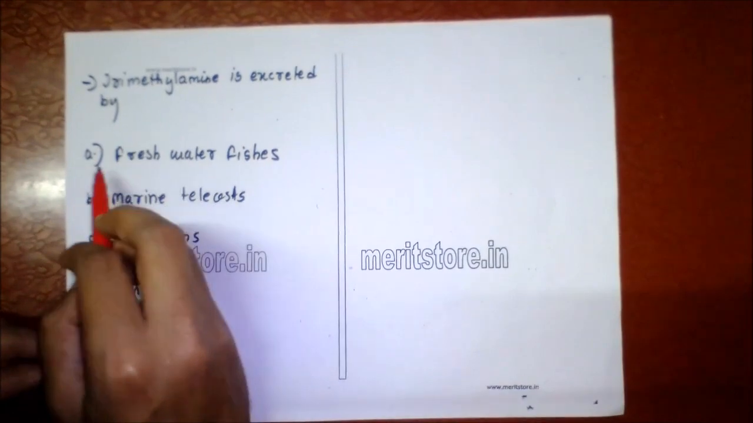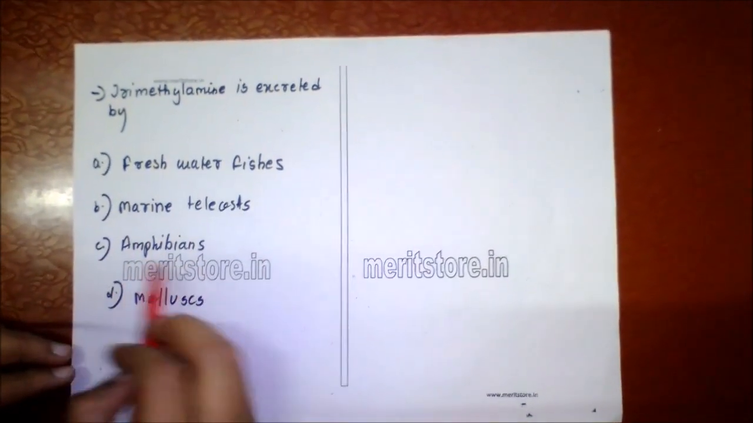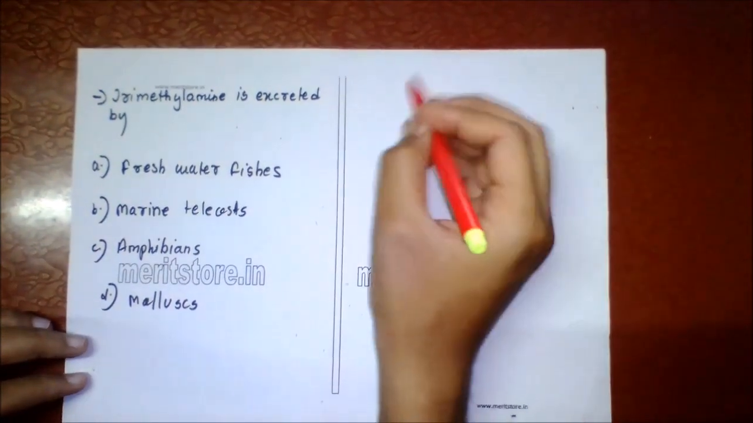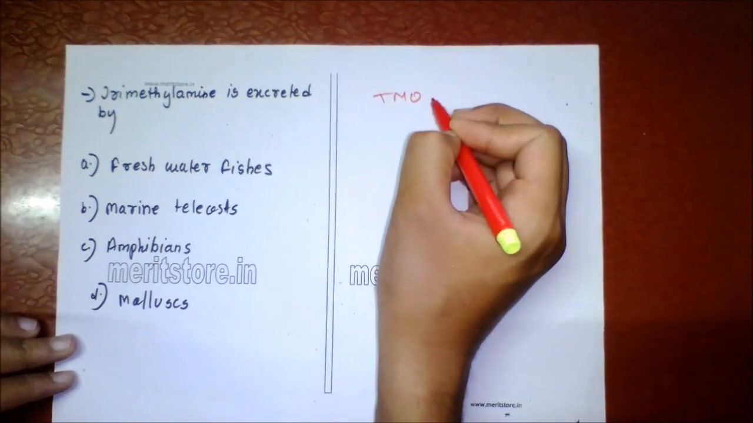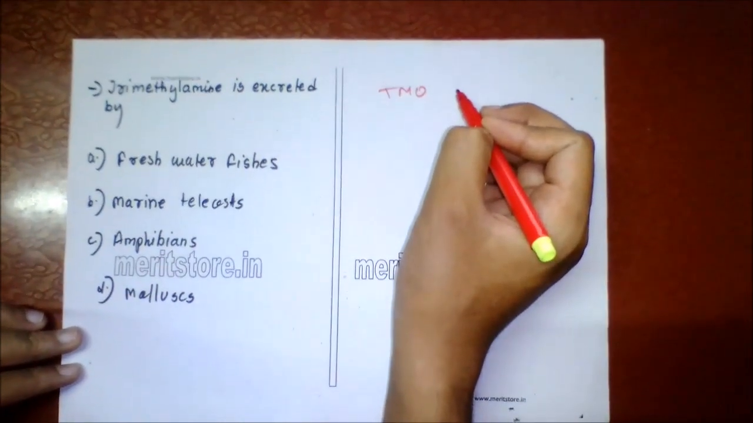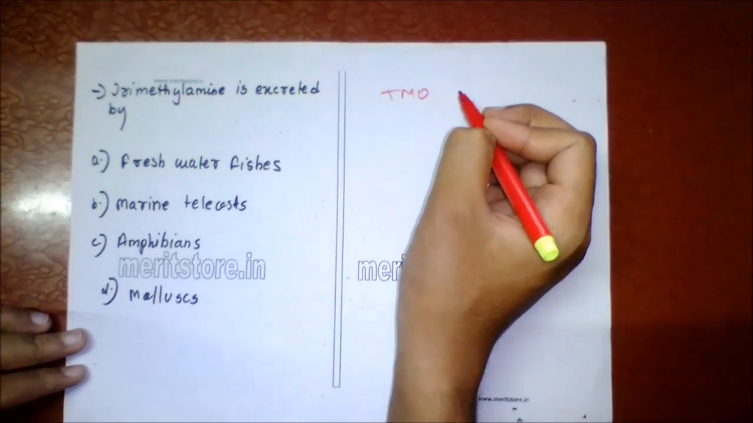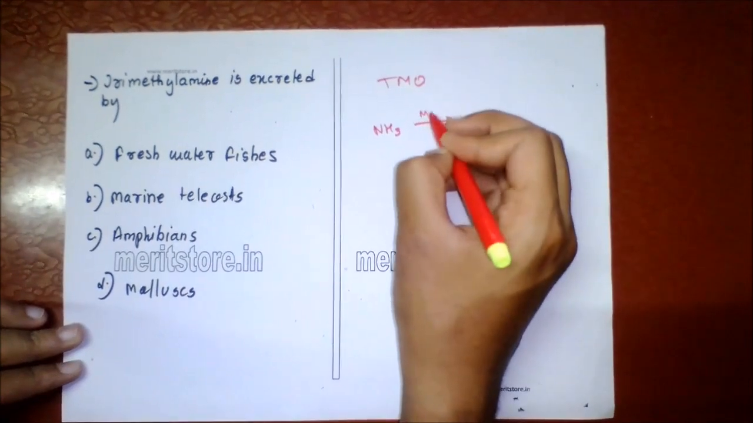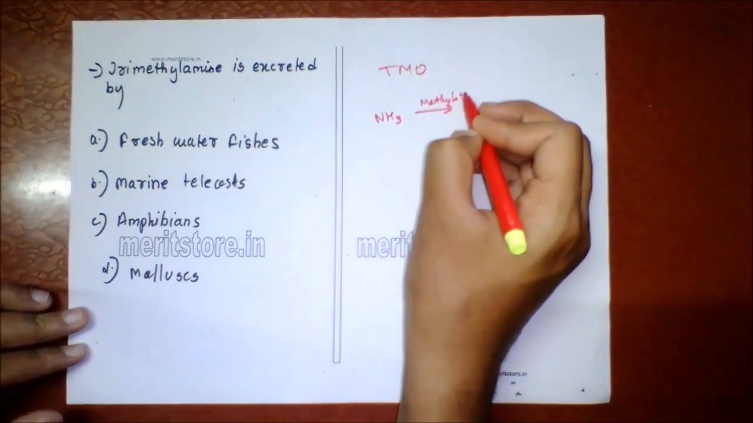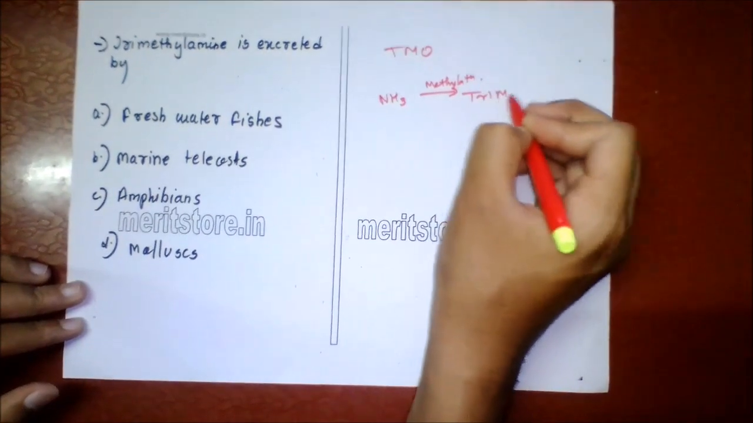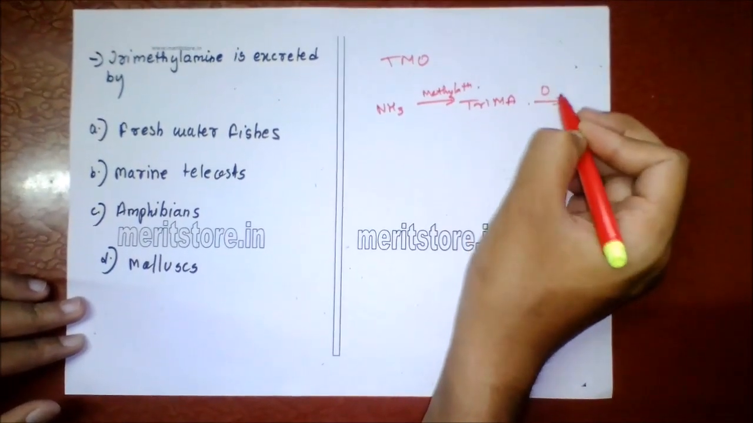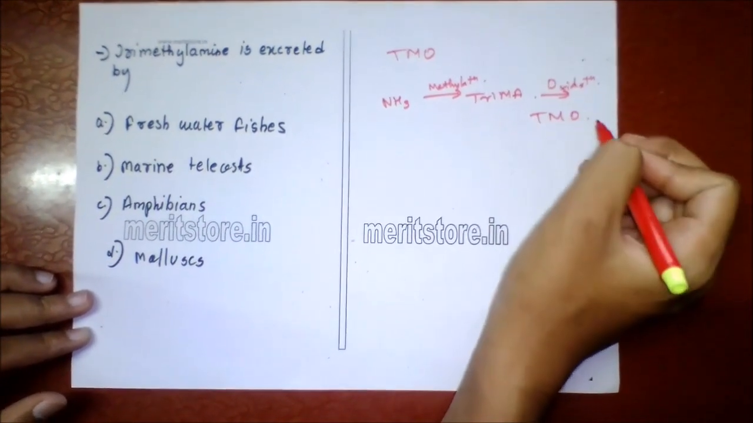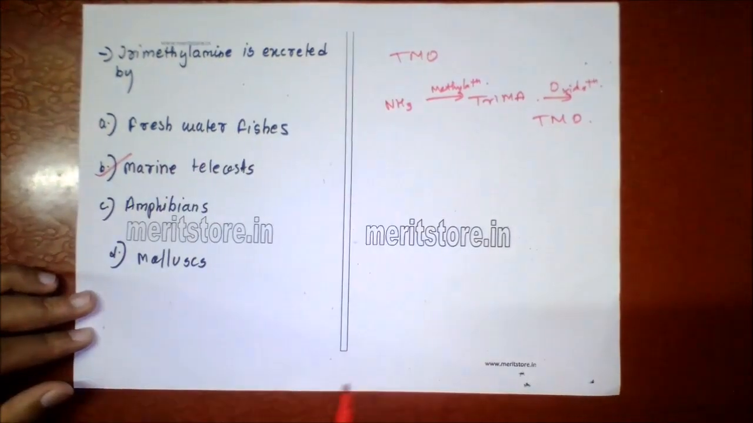Trimethylamine is excreted by A. freshwater fishes, B. marine teleost, C. amphibians, D. mollusks. So trimethylamine oxide or TMO is excreted by certain marine teleost, mollusks and crustaceans. TMO is produced from ammonia in the following way. First, ammonia undergoes methylation to form trimethylamine, which undergoes oxidation to form trimethylamine oxide. So option B is the correct answer.